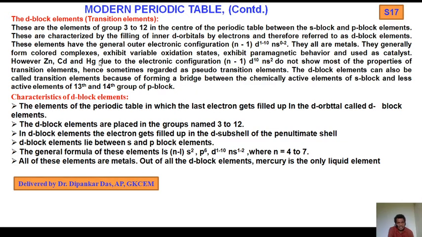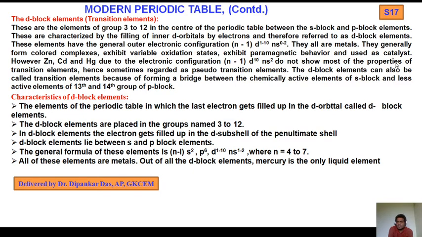However, zinc, cadmium and mercury, group 12, have the electronic configuration (n-1)d10 ns2. That means for zinc, atomic number 30, the d orbital is fulfilled. There is no vacant, no unfilled d orbital. So the d orbital is fully filled for zinc, cadmium, mercury, with electronic configuration (n-1)d10 ns2.